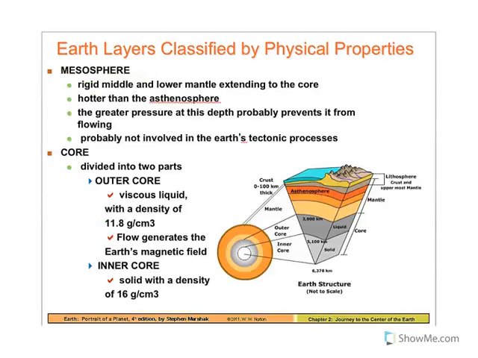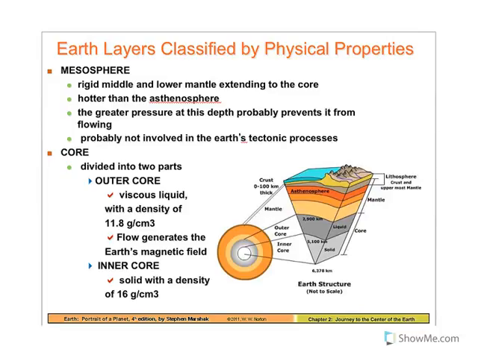Now we can also have the mesosphere, which is the lowest part of the mantle. It goes all the way down to the core itself. It's really not involved in tectonic processes, but this area is very rigid. And it's very rigid, even though it's so hot, because it's under a lot of pressure, right? And that's what helps keep it solid.